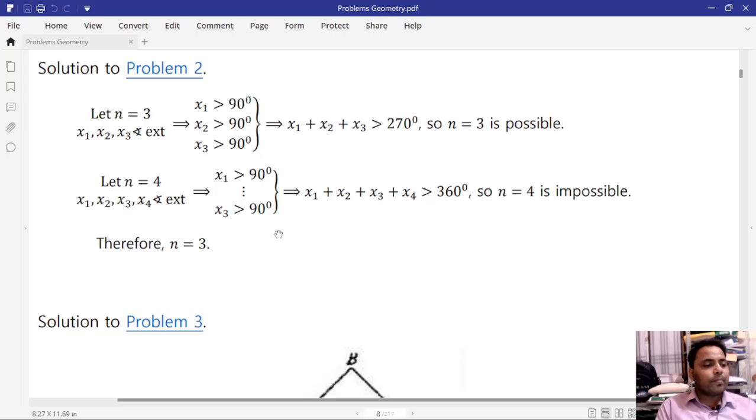you can see because all the angles are obtuse, so x1 plus x2 plus x3 plus x4 is greater than 360 degrees. So n is equal to 4 is impossible because the sum of all the external angles of this polygon must be equal to 360 degree. So n is equal to 4 is not possible. So therefore n is equal to 3. This is the answer.